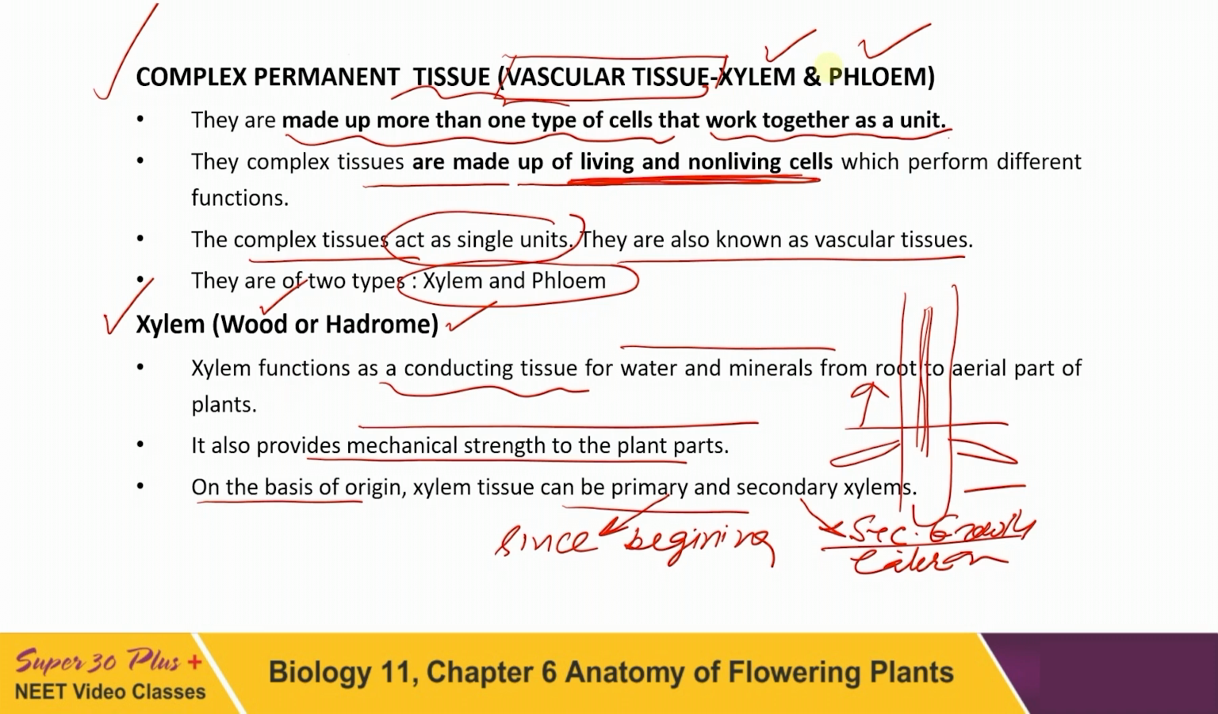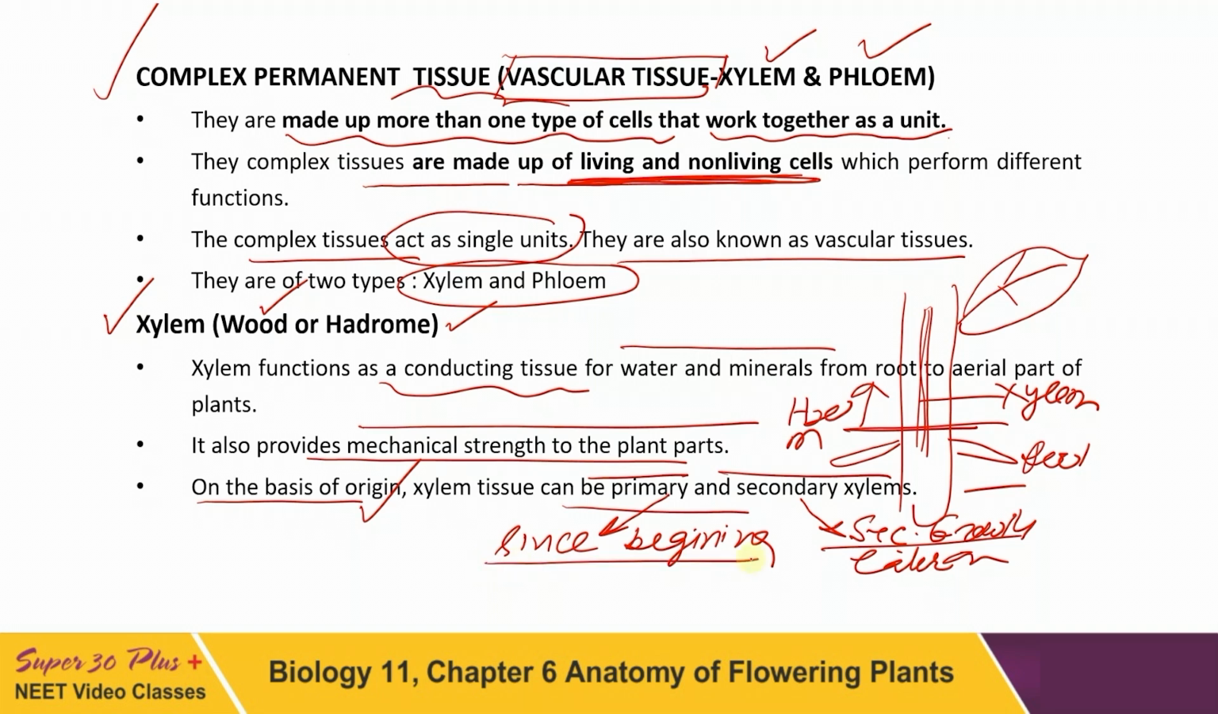These are xylem. The function of xylem you can see: this is the aerial part of the plant, this is the root. This is the xylem. Through xylem, the water and minerals will be transported from root to the aerial part of the plant. The xylem may be of two types based on origin, primary or secondary xylem. Primary is present since the beginning.